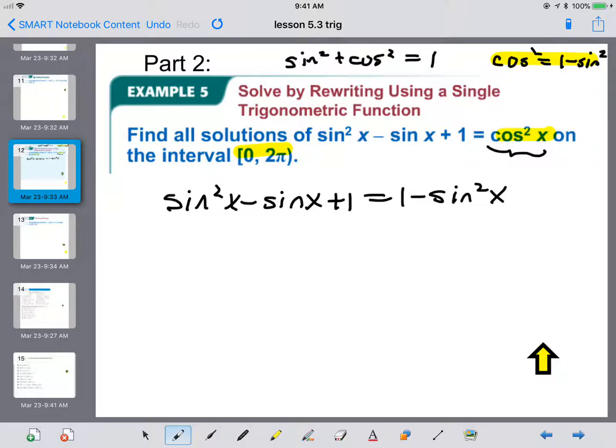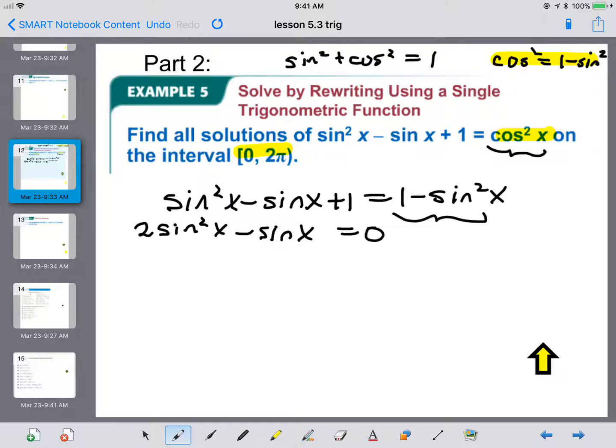Now you'll notice our highest power is sine squared. So let's get all this to the other side of the equation. So we would get 2 sine squared minus sine. The 1 would be subtracted from both sides, so it would be 0, which we don't need to put, and then equals 0.